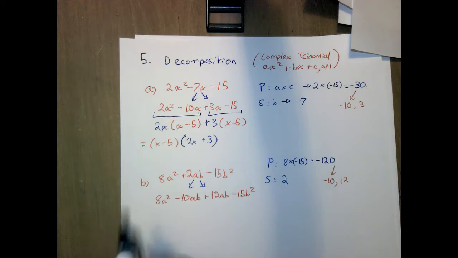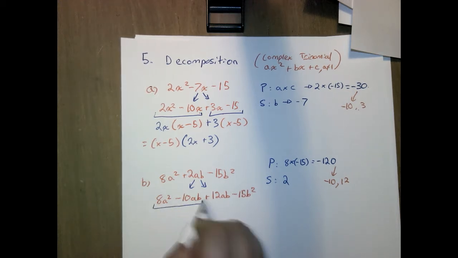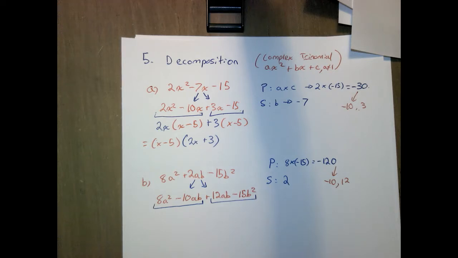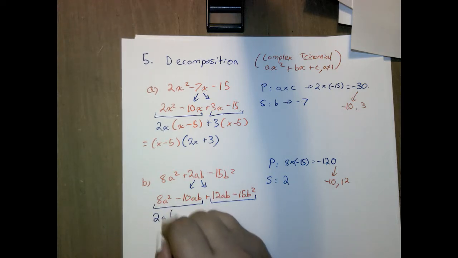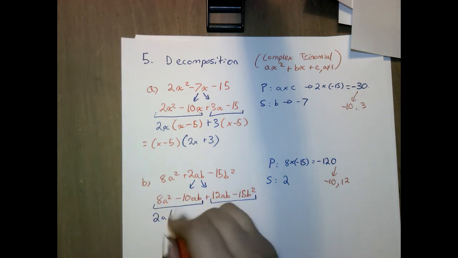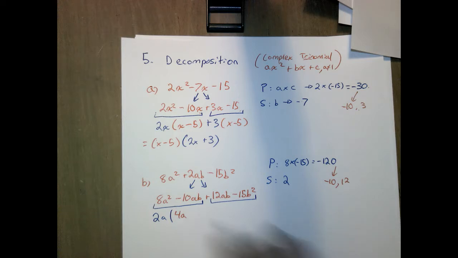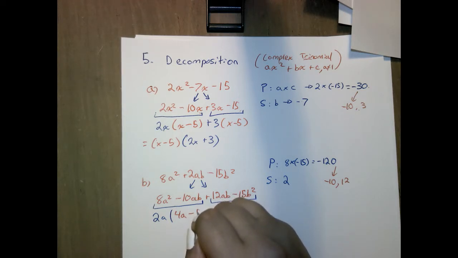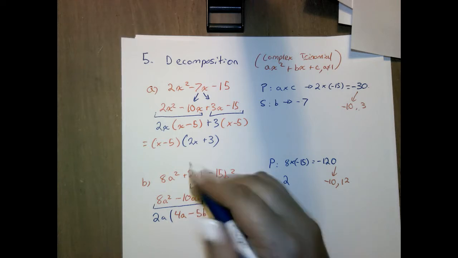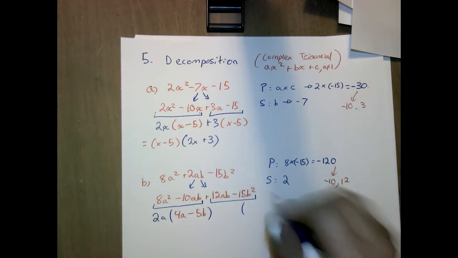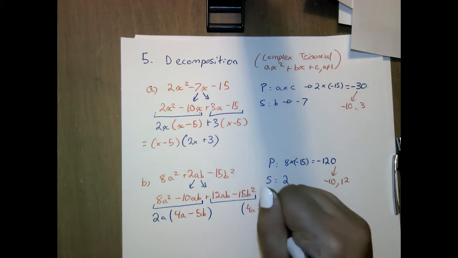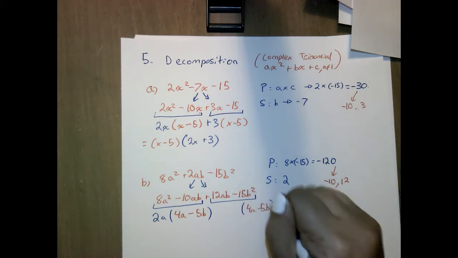And then I just need to factor by grouping. So I'm going to factor by grouping the first 2 terms and group together the second 2 terms. And I can pull out, well, they both have an a in common, and they both have a 2 in common. So I can pull out a 2a. And then I'll be left with 4a in my brackets minus 5b in my brackets. So once again, I know that I'm going to have 4a minus 5b if I did this right in my second bracket.